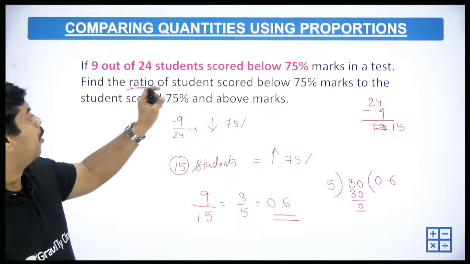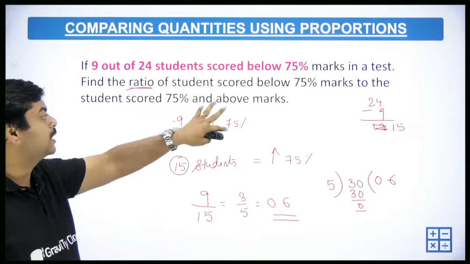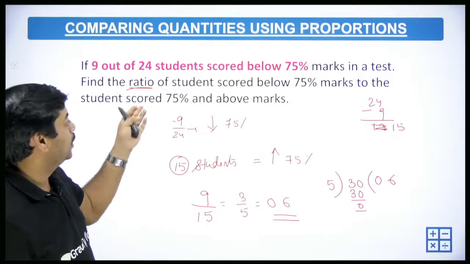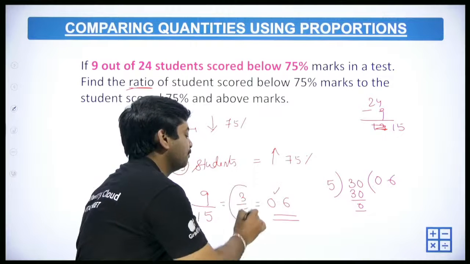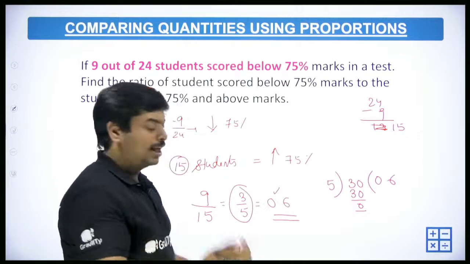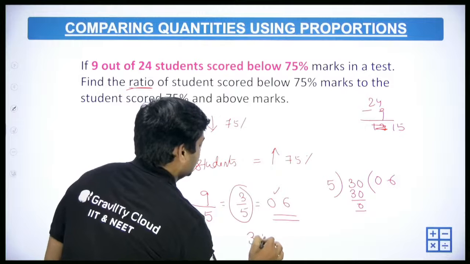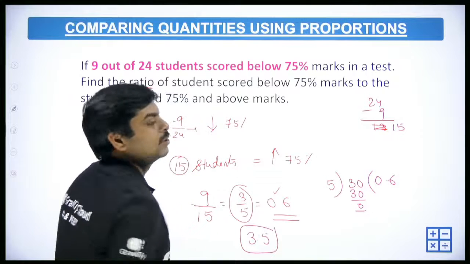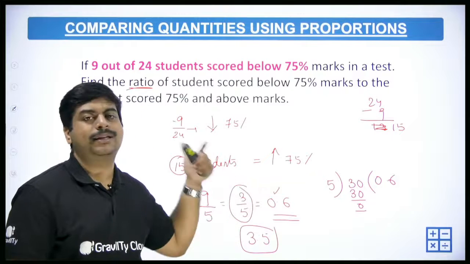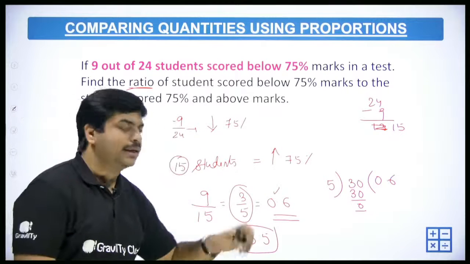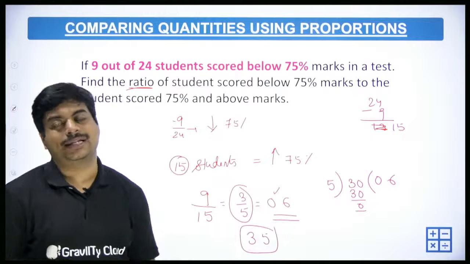So now, the ratio of students who scored below 75% to the students who scored above 75% is 0.6, or you can say 3 by 5. Or as it is asked as a ratio, the final answer you can write as 3:5. The ratio is 3:5. This is the same value represented in fraction and decimal, but here as it is asked in ratio, just write it as 3:5. All three answers are correct.